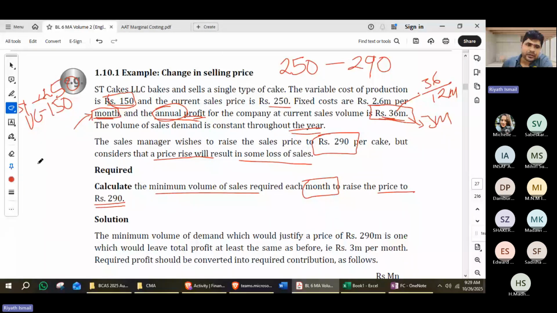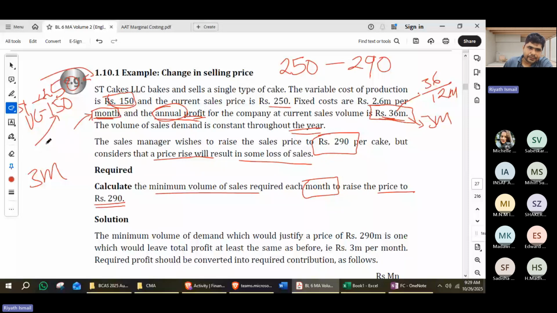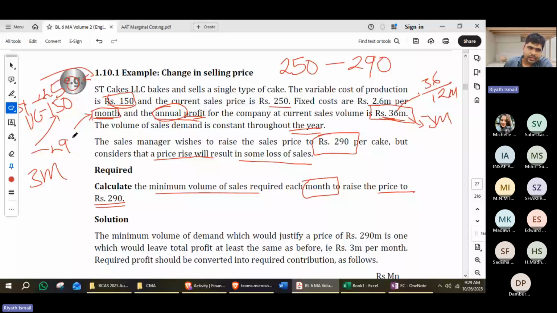Currently, they are earning 3 million monthly profit, when the selling price was 250 and variable cost 150. Now they decided to increase the price to 290, and they're considering that when they raise the selling price, there will be a drop in demand. Anyhow, they are not ready to compromise on the profit. They have to make the same profit as they made last month. So the target profit here is 3 million.